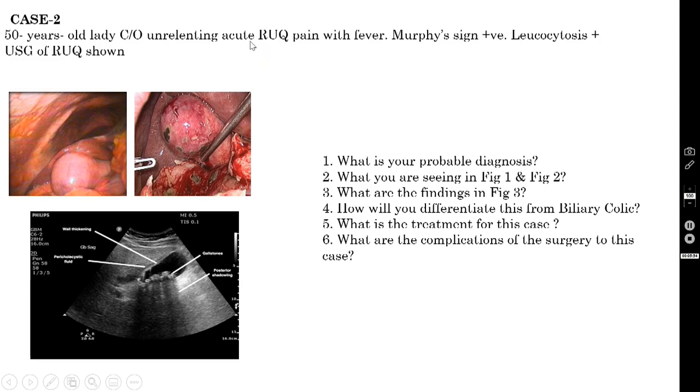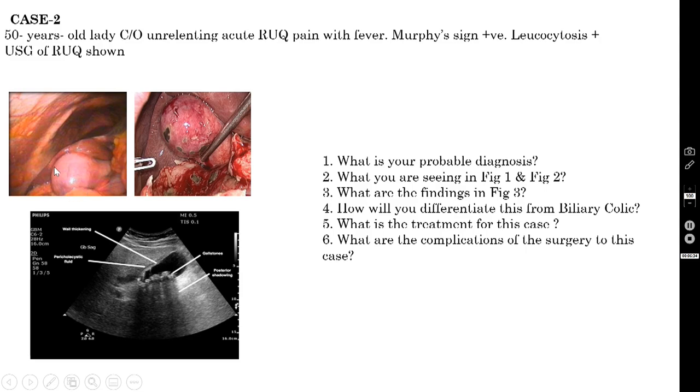The patient has the same right upper quadrant pain, but unlike the previous case, here the pain is unrelenting, not just for 3 hours but continuous. Here Murphy's sign is positive, leukocytosis, the inflammatory marker, is also there, and the patient has fever. So with this clinical finding and this ultrasound finding, it is a case of acute cholecystitis. What you are seeing in figure 1 and figure 2: you are seeing a distended gallbladder here in figure 1.